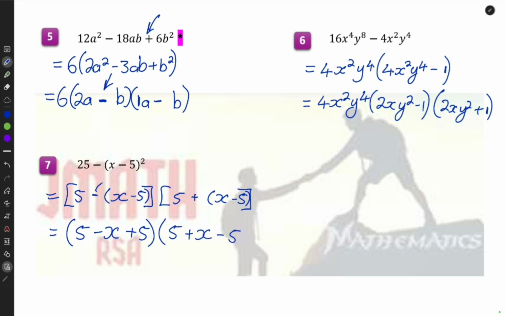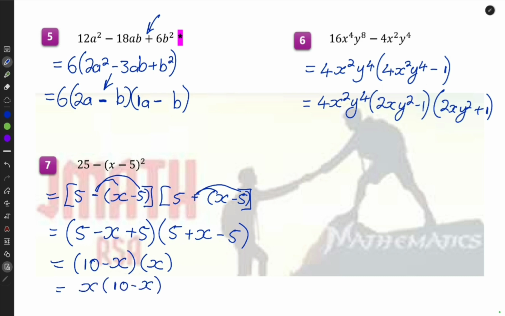So remember, I'm just multiplying in the sign that's in front of the bracket. Now I must just simplify both brackets. So this would be 10 minus x, and this one, the 5s would cancel out, so this would just be x. You can leave your answer like that, but the proper way to write it would just be to put the x in front and then just say this is 10 minus x. There we go. Those were the 7 questions.